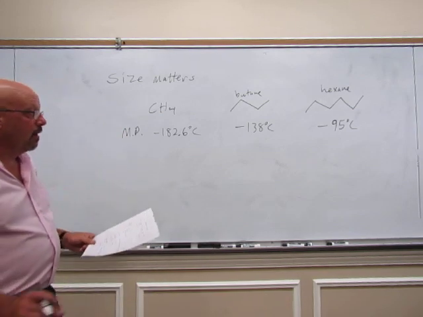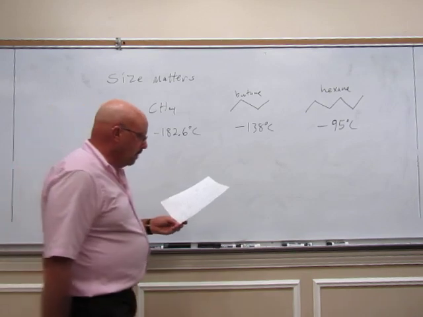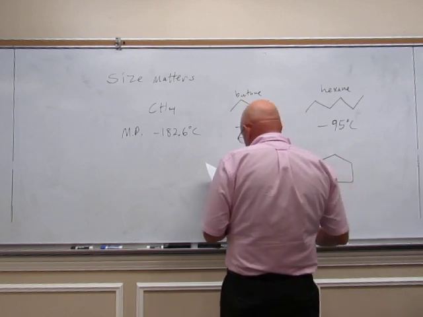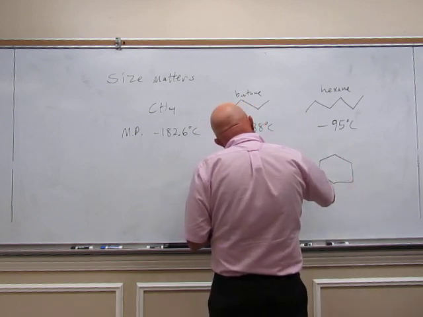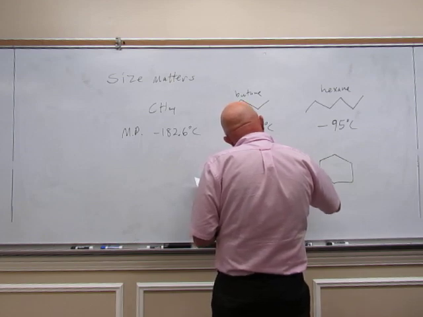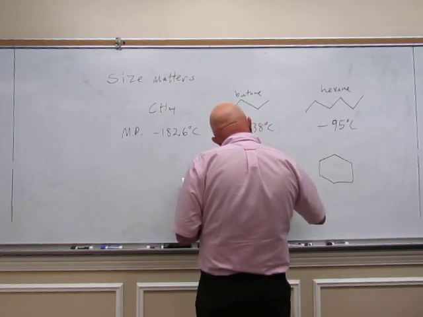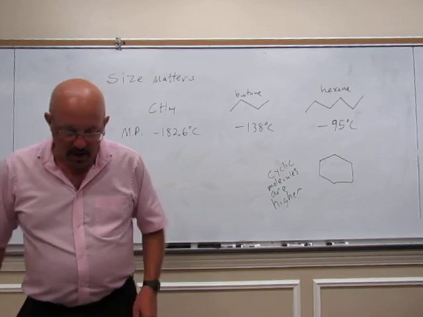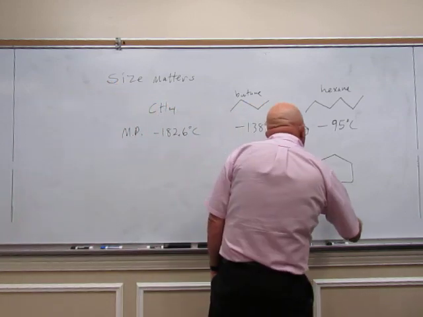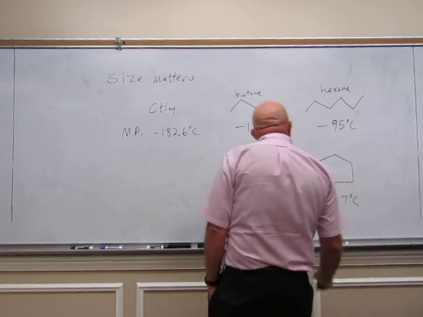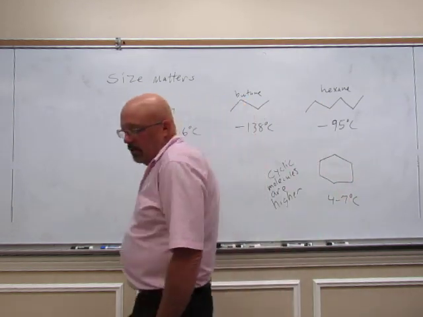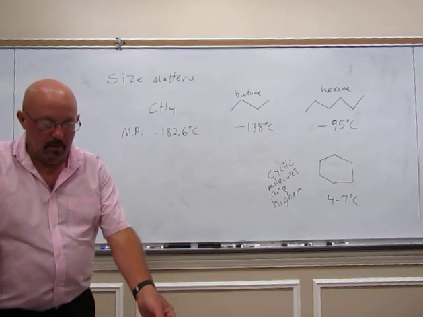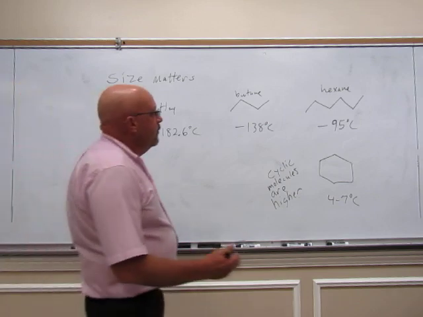Being in a ring, you have a higher melting point. So instead of hexane, let's look at cyclohexane. So cyclic molecules have a higher melting point. Cyclohexane melting point is 4 to 7 degrees Celsius. So you can see it's higher than the hexane.